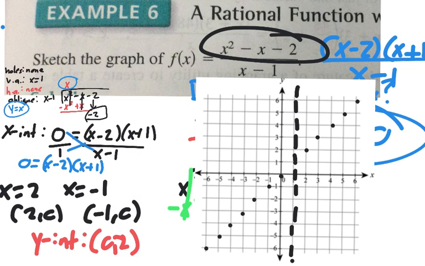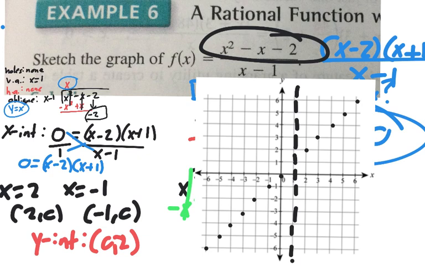Right, so I'm plotting all those points. So I'm just going to leave it like that. That is my oblique asymptote. You can make them dashed lines. I'm going to have a hard time dashing between these points. So I'm just leaving it as the points that I found from the slope.